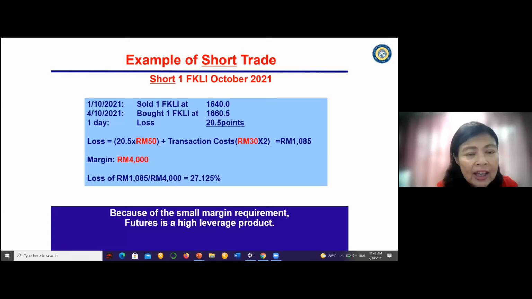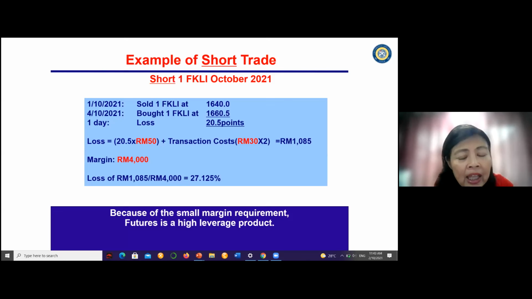Okay, I think I skipped the long example already just now. So what we're going to do is the short example. Okay, you can short the market. I don't know why I put Friday. Friday was yesterday. Okay, yesterday I shorted one FKLI. Actually, the price is about 15.40 now, but I put a long time ago 16.40. So one FKLI at 16.40.